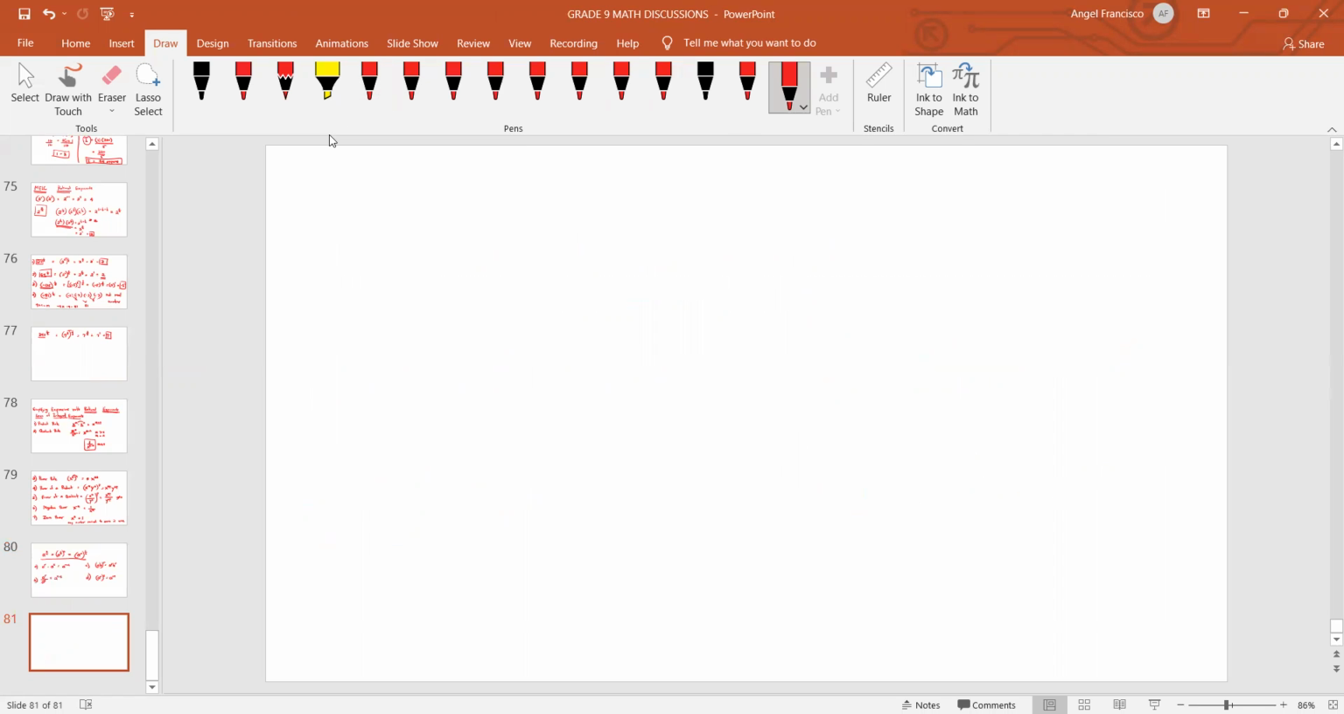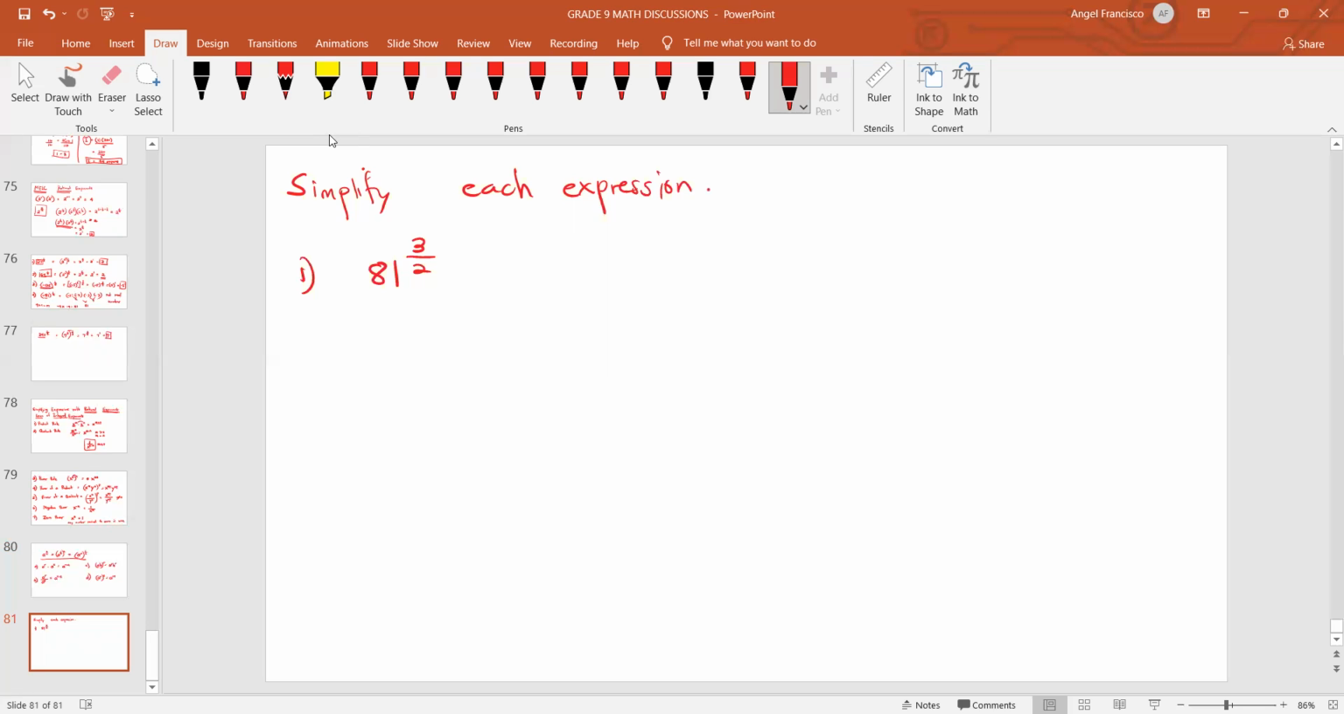Number one, let us simplify each expression using our knowledge in the laws of exponent. Number one, 81 raised to the power of 3 halves. So how are we going to simplify this? Okay? So what are we going to do?